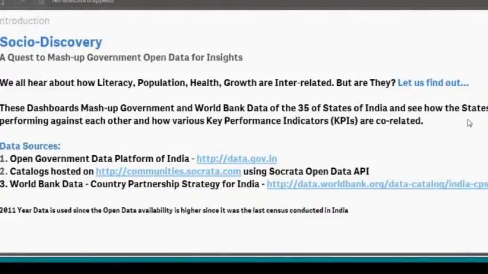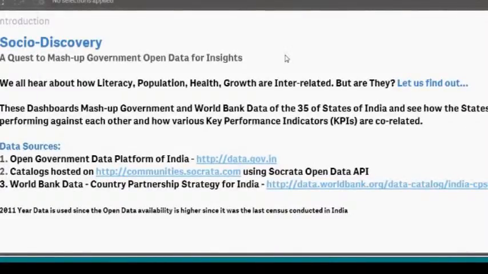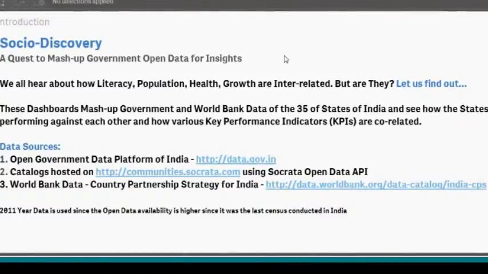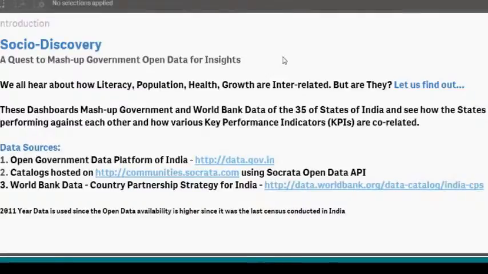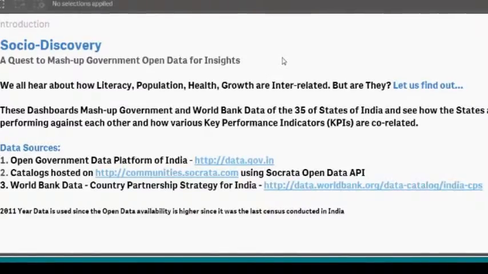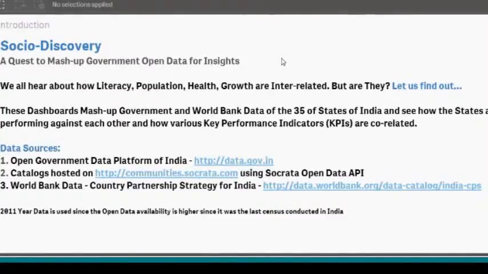Hello everyone. Today we will be showcasing our dashboard Socio Discovery, which is a quest to mash up government open data for insights. We have built this dashboard for the Challenge Course Summer Jam Open Data Mashup. Okay, so we all hear about how literacy, population, health, growth are interrelated. But are they? Let us try to find out.